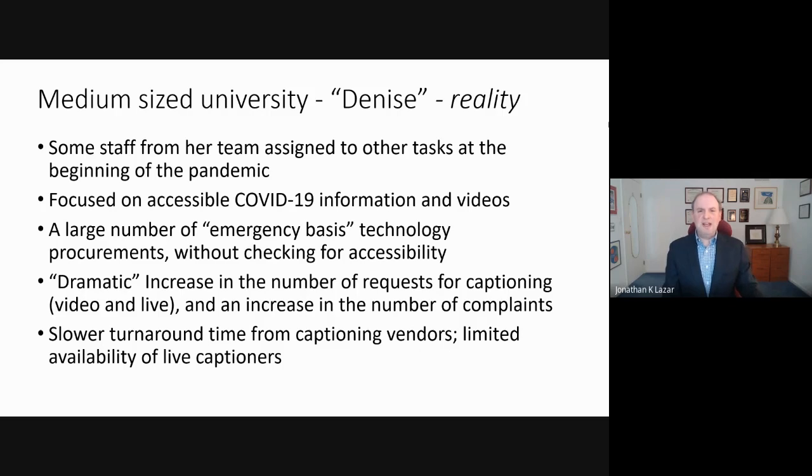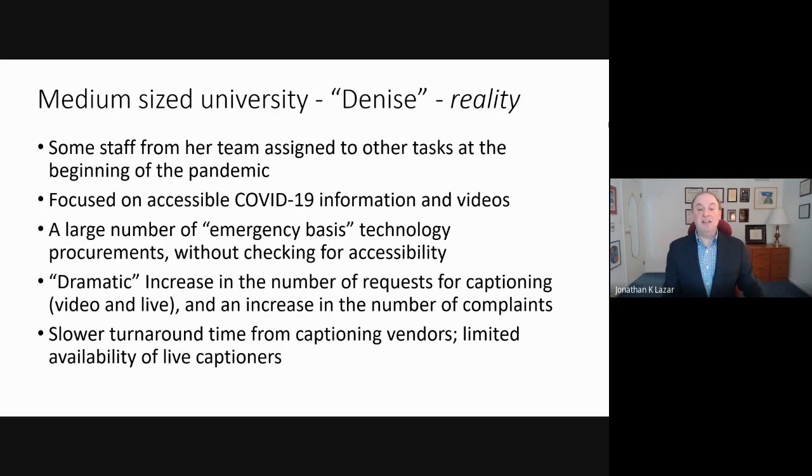Denise also described a dramatic increase in the number of complaints. Now remember, Denise said they already received complaints regularly. And Denise actually thought that was a good thing. She said, complaints means that people are engaged and they care about accessibility, which was an interesting point of view. Denise said the one big problem was that during the year, there was a slower turnaround time from the captioning vendors, right? So again, her hope for 2020 was originally to speed up the turnaround time on captioning. It actually slowed down from where it was before.